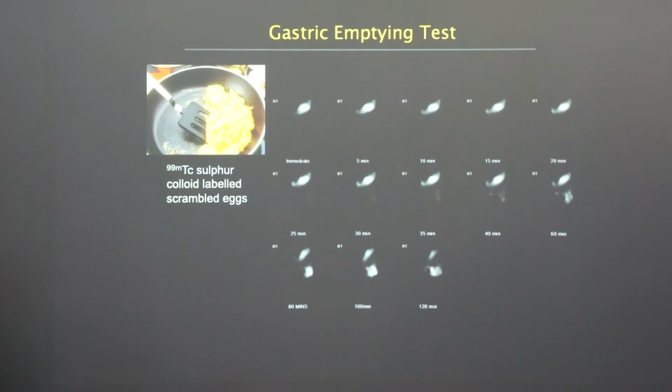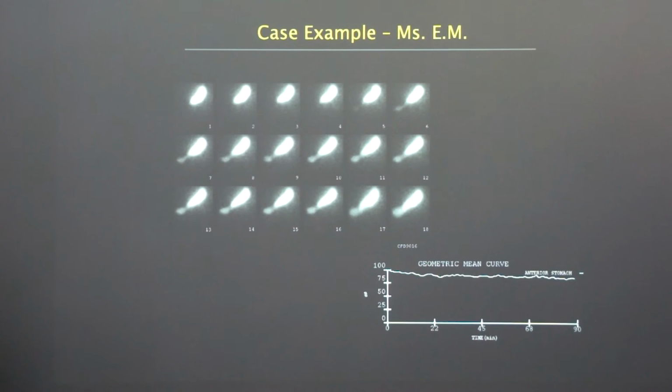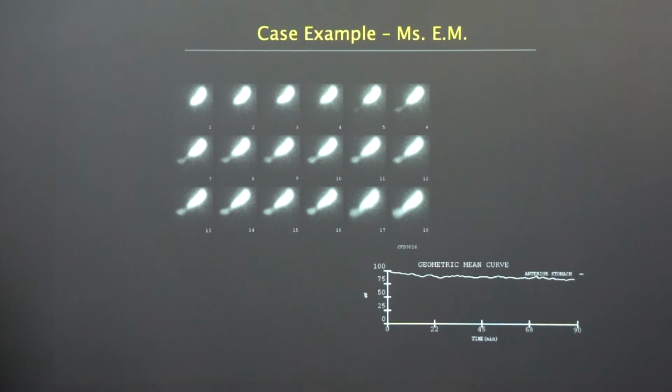So the diagnostic criteria is that after 4 hours, less than 10% of your meal will remain in the stomach in a normal functioning stomach. Now, in this particular patient that I just showed you, this is her scan after 90 minutes. Almost all of the meal was still remaining in her stomach. And I don't recall the data at 4 hours, but it was greater than 10%. So she was diagnosed with gastroparesis.